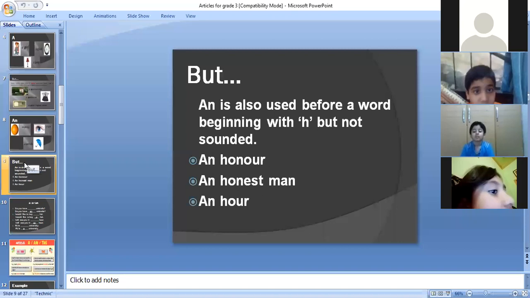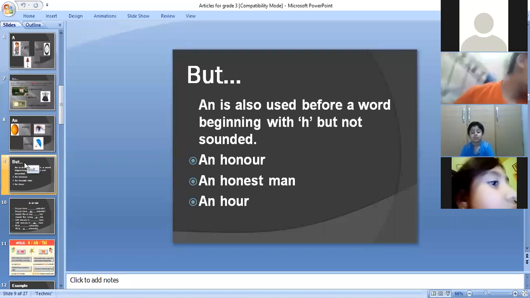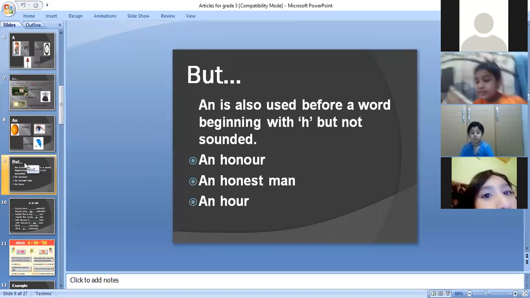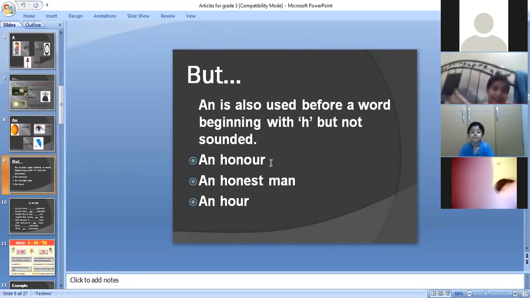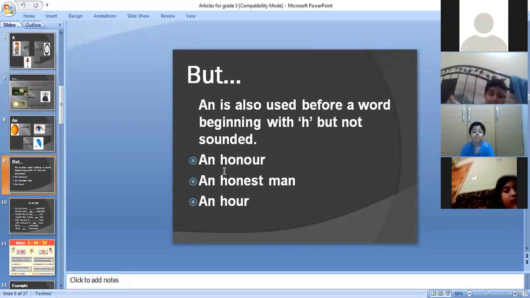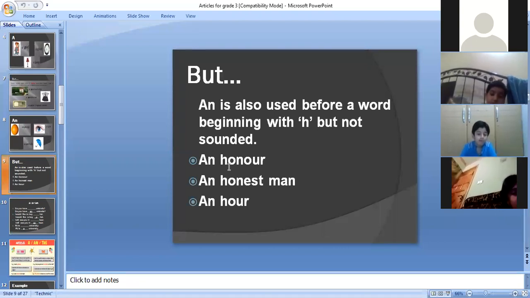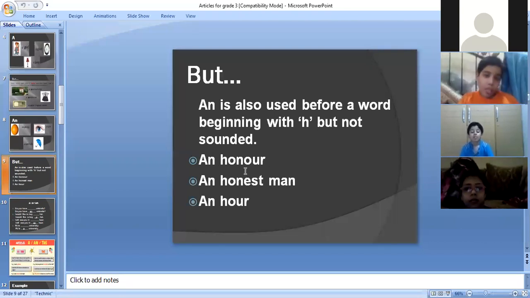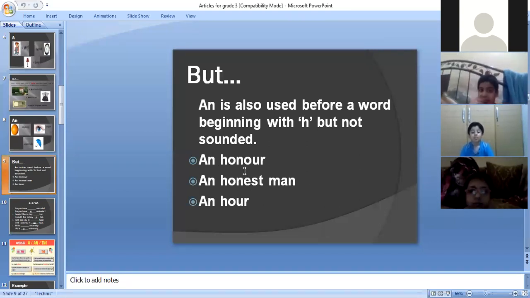Okay, here, but "an" is also used before a word beginning with H, but not sounded here. Look at the example here, dear children. What is this word? Honor. The word is honor. Here, H is silent. We don't pronounce the H. It is giving us a vowel sound. So we write an hour.